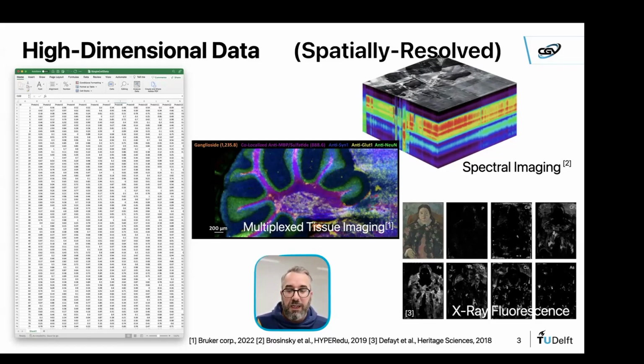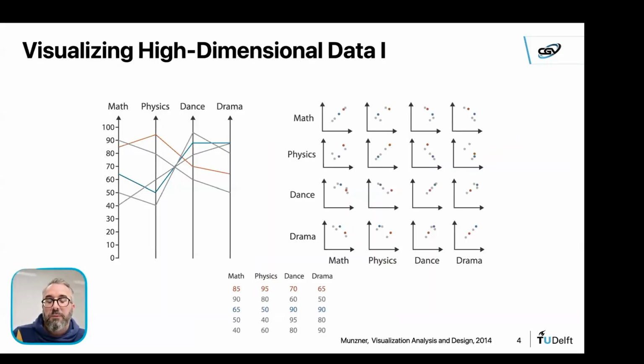And so we are trying to look at this also from the method side: how can we improve the exploration of such data? Now, when we think of how to visualize high-dimensional data, the traditional methods are what you see here, like parallel coordinate plots or scatter plot matrices, but they are limited in the number of dimensions we can look at.